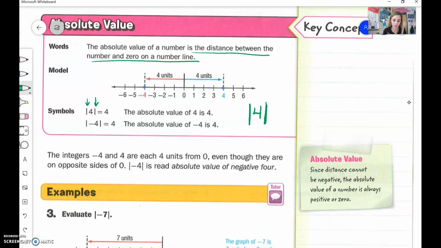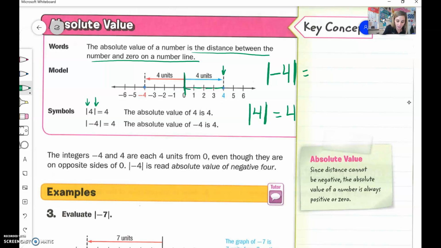That stands for absolute value. So I want to know what the absolute value is of 4, meaning how many units away from 0 is it? Well, here's 4. 1, 2, 3, 4. The absolute value of 4 is 4. So what is the absolute value of negative 4? It is just the distance from 0. Remember, absolute value is never negative.